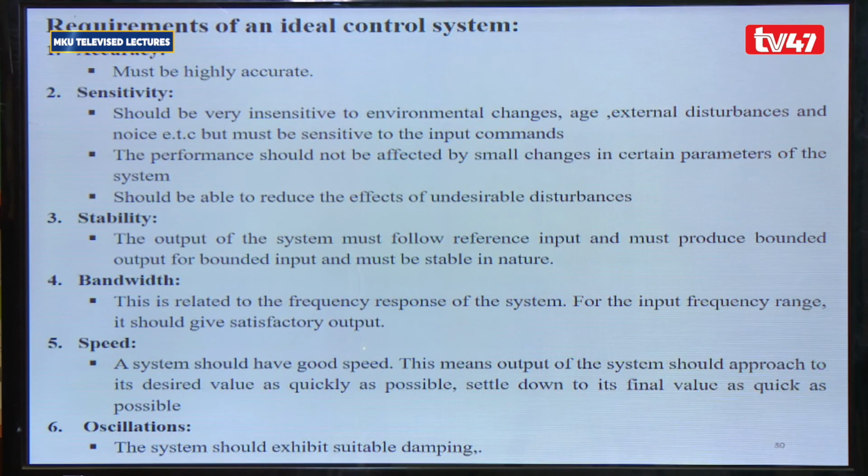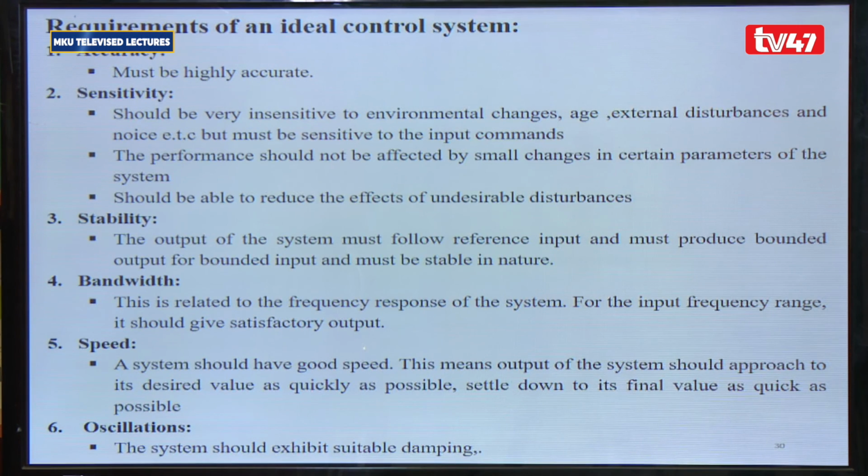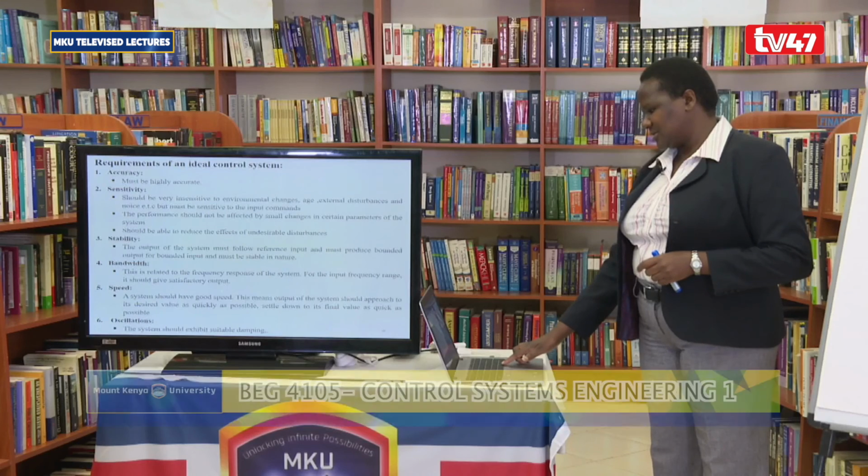There are also requirements of an ideal control system. First of all, it must be accurate, it must be sensitive, it must be stable, and the bandwidth should be the one which gives a satisfactory output, the speed, and the oscillations. Now, oscillations is what we term as the response, because you find some control systems take a lot of time to stabilize. So it should not take that much time to stabilize. It should stabilize immediately, or take a very short time to stabilize.